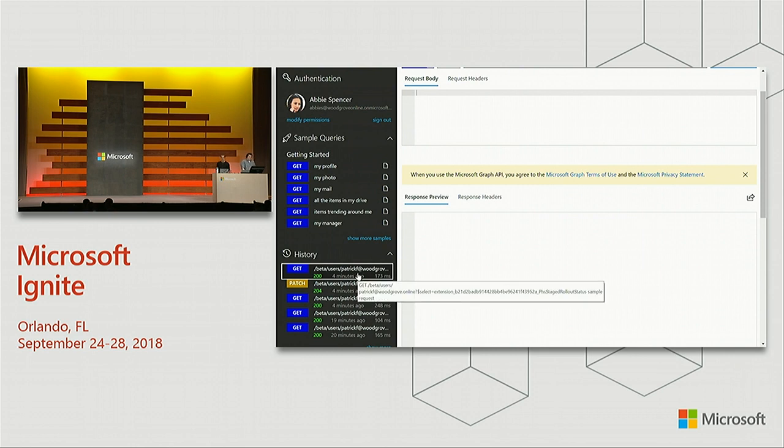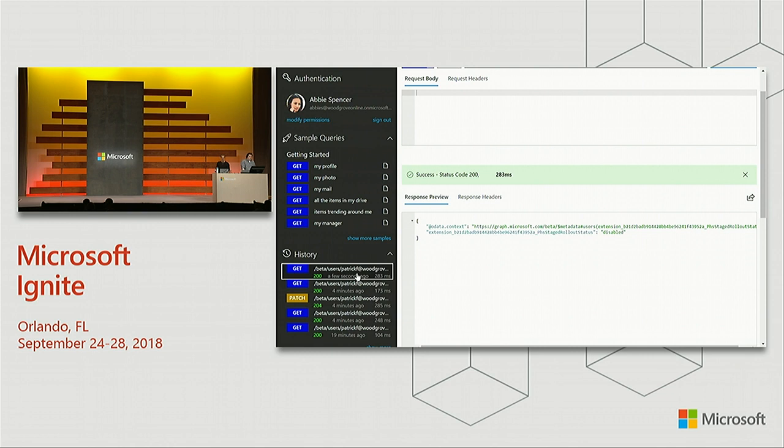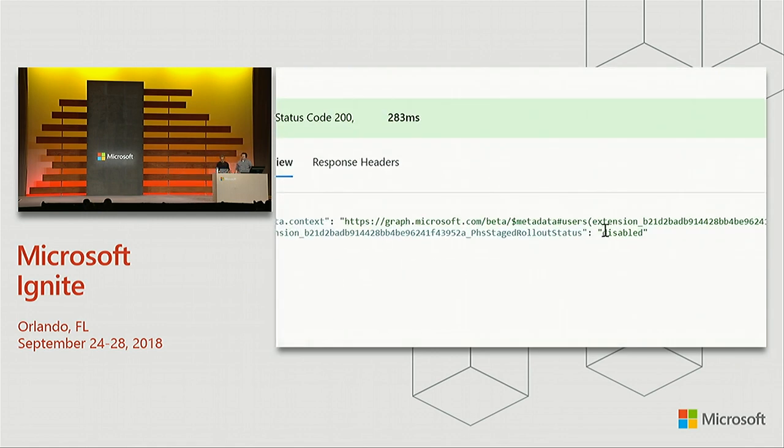So I'm going to run a get to show you a property that the STS is inspecting to see whether or not this particular user is going to use password hash sync or federation. So I'm going to zoom in here to show you that this property is currently disabled for this user. So password hash sync rollout status is set to disabled. You can see that here.